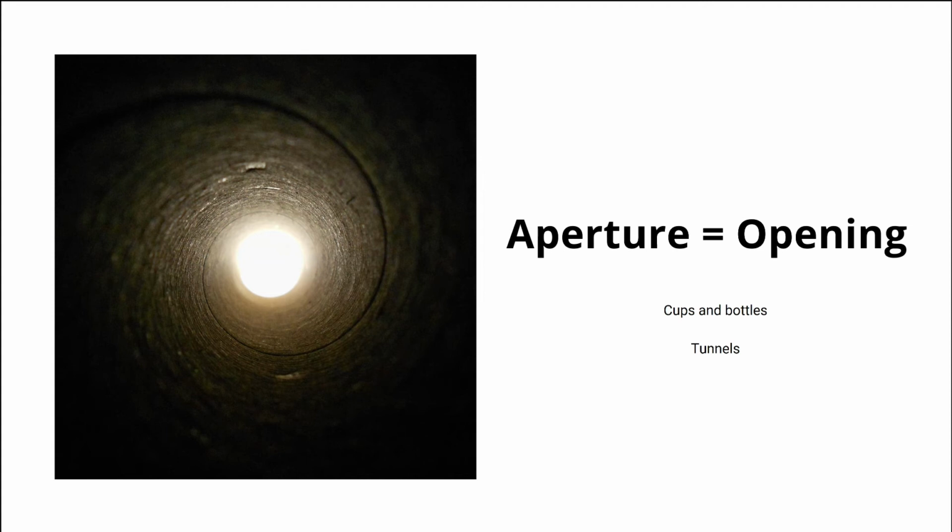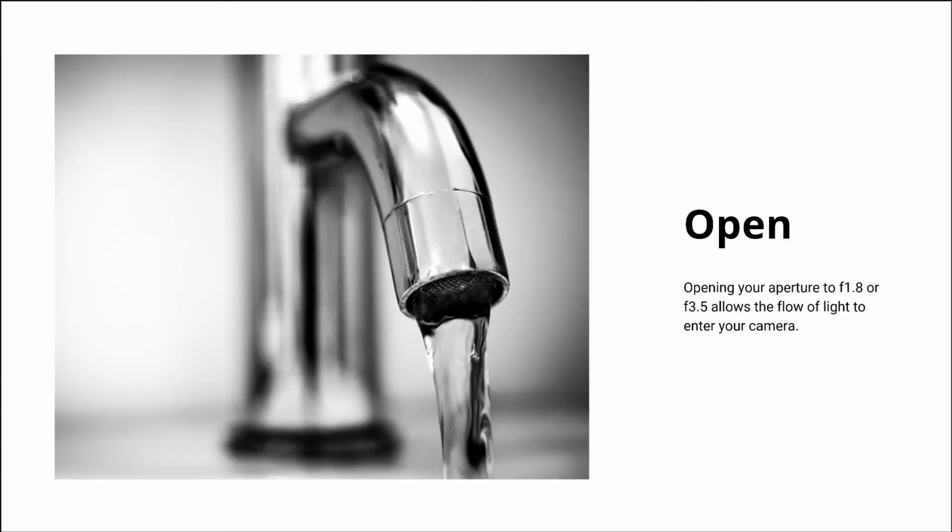Your coffee mug has an opening. It's a very large opening. Your travel coffee mug has a very small opening. Bottles have openings. Condiment jars have openings. Tunnels have openings. Now, a tunnel has an opening at both ends. And this is much like your camera lens. Your camera lens is like a tunnel. It's got an opening at either end. Now, what's interesting about your camera lens, the opening or the aperture is adjustable.